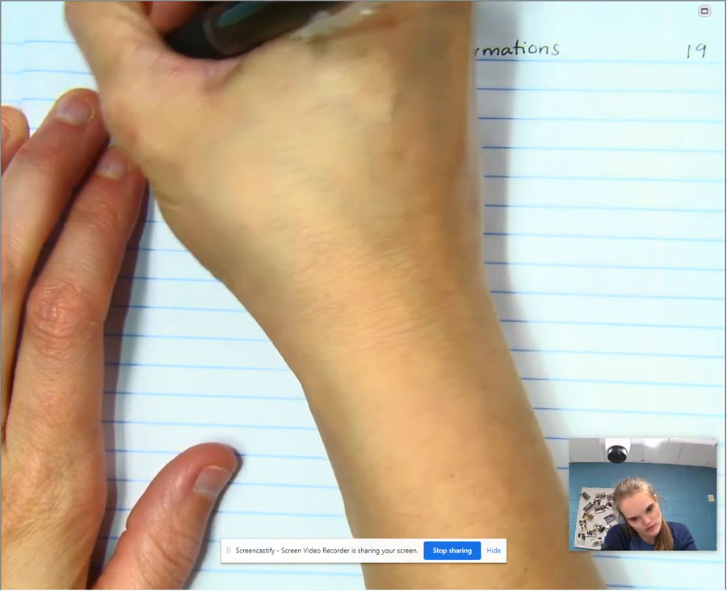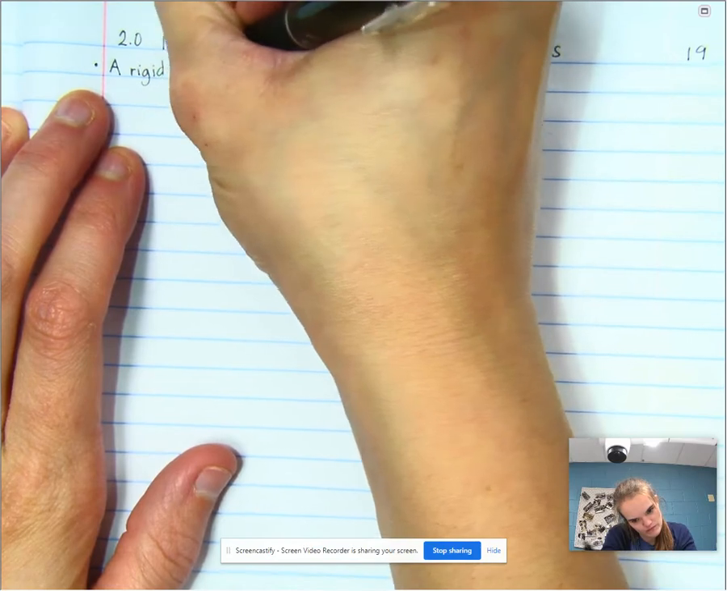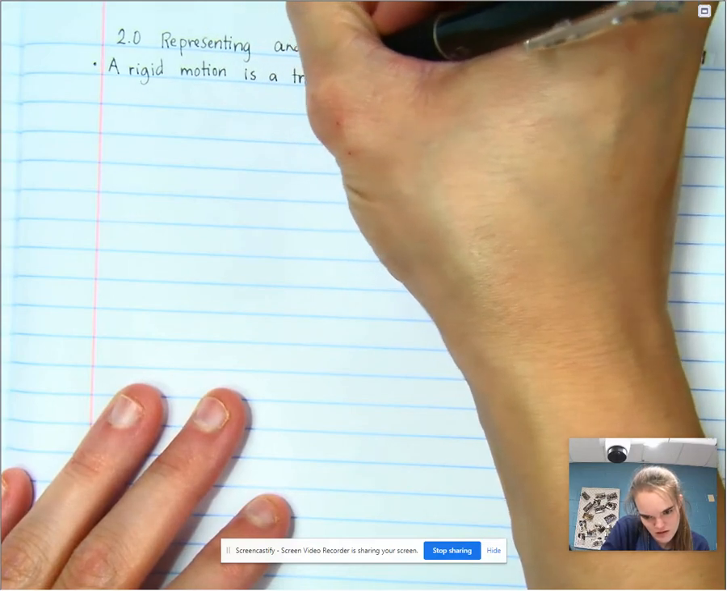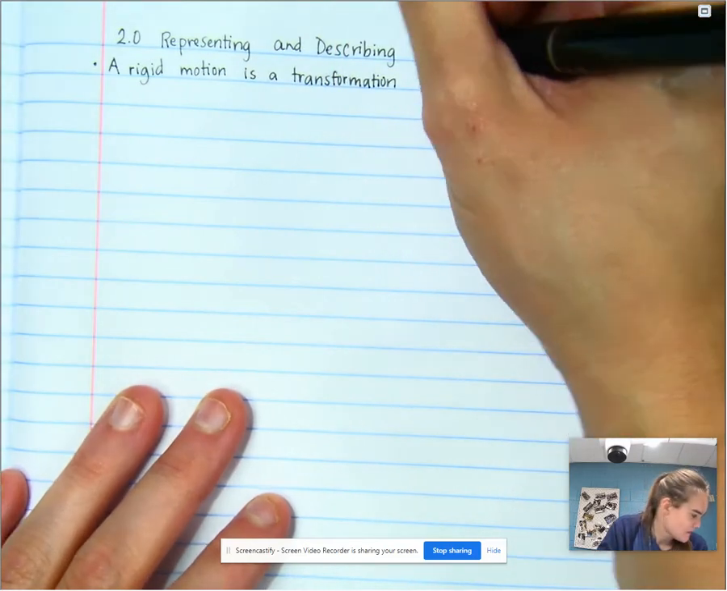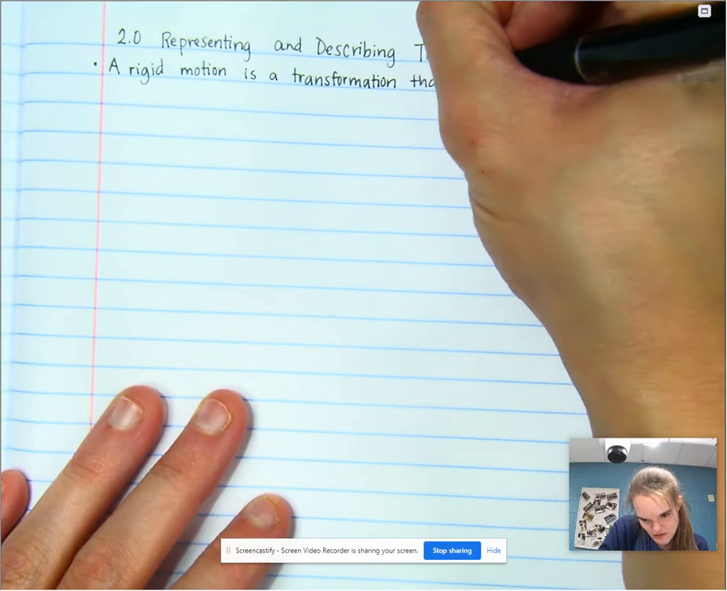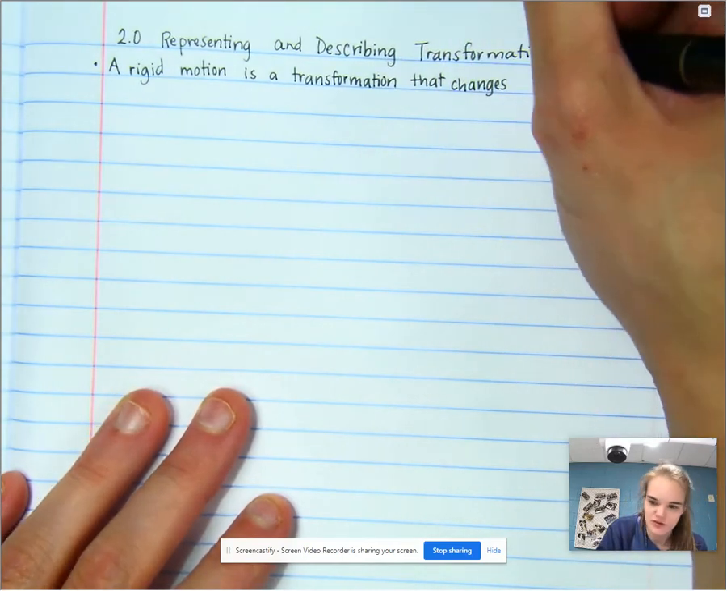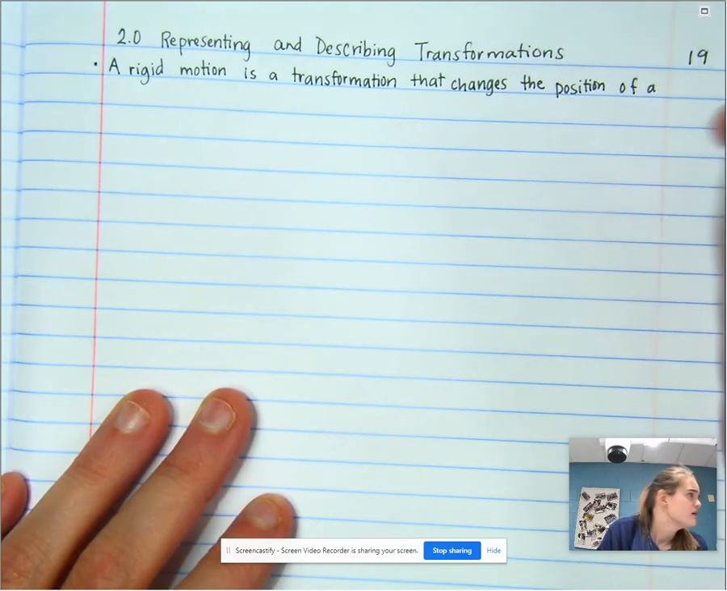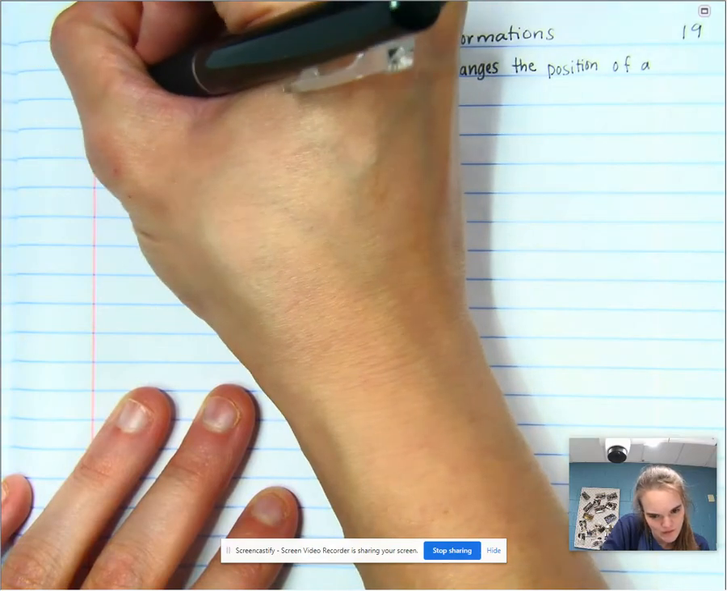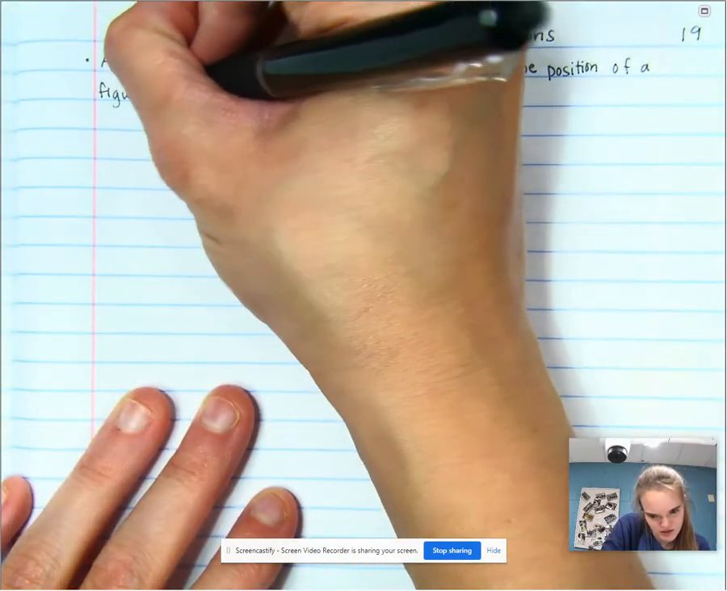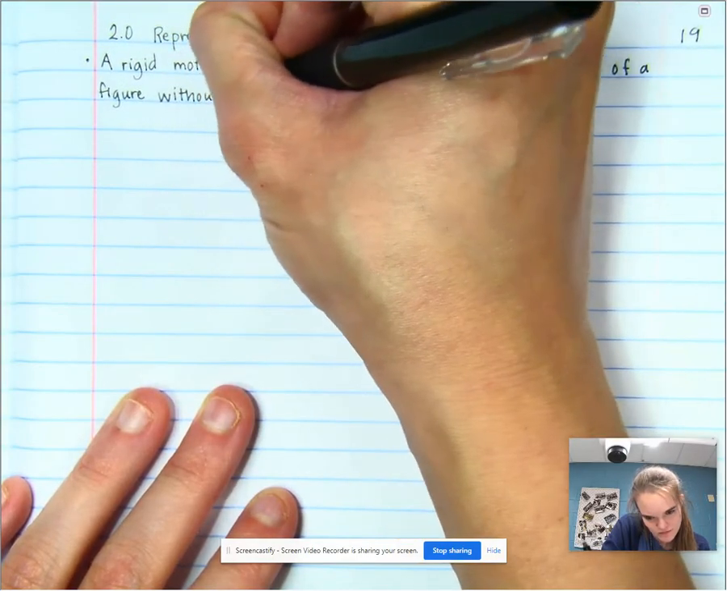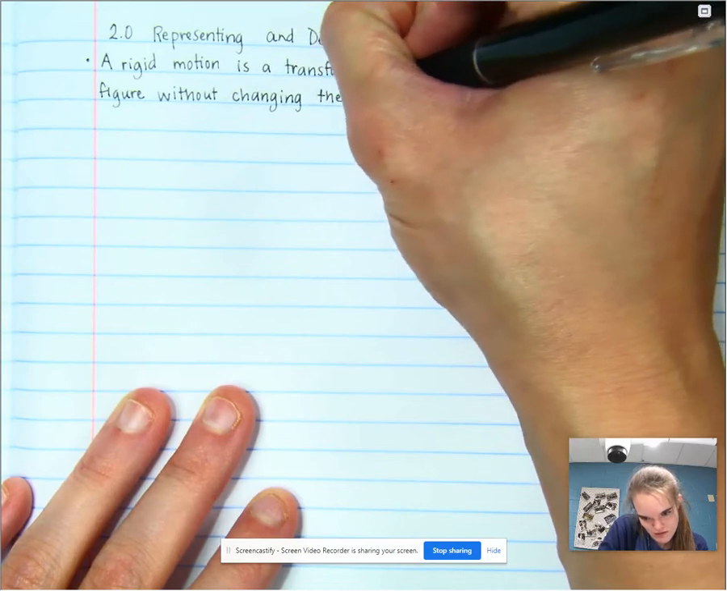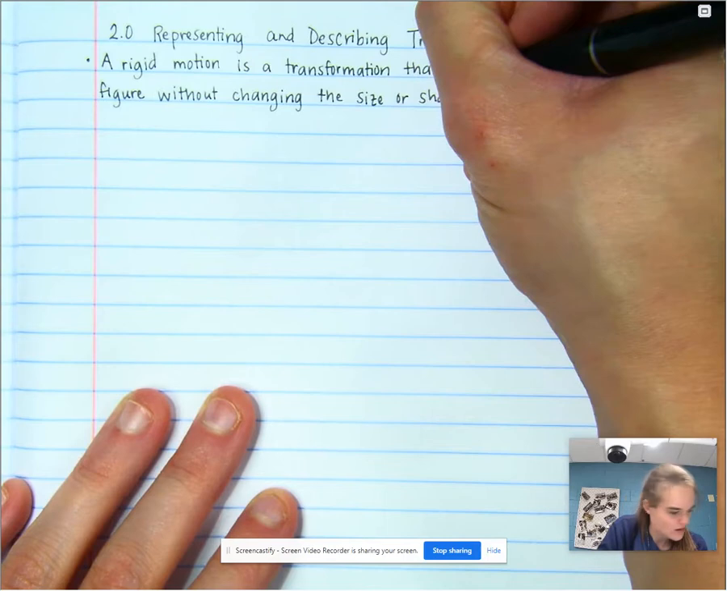A rigid motion is a transformation that changes the position of a figure without changing the size or shape of the figure.